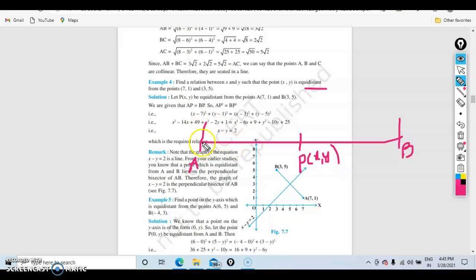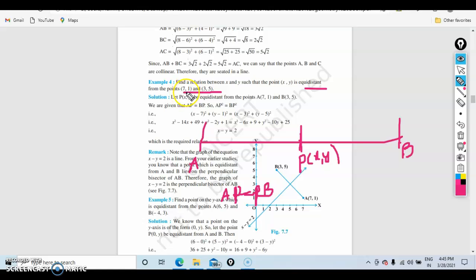So actually equidistance means the distance from this point to this point is equal to the distance from this point to that point. That means AP is equal to PB. So everything is normal, but equidistance means one point is dividing the full line into two parts, and the two parts will be equal. And what they will ask is: find the relation between x and y such that xy is equidistant from the points 7, 1 and 3, 5.